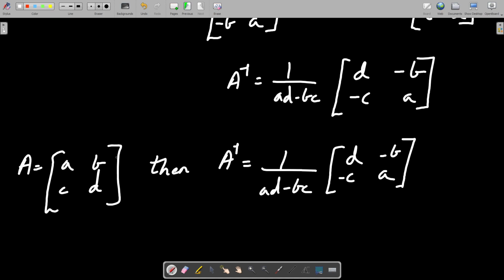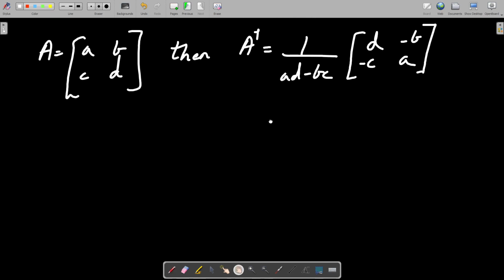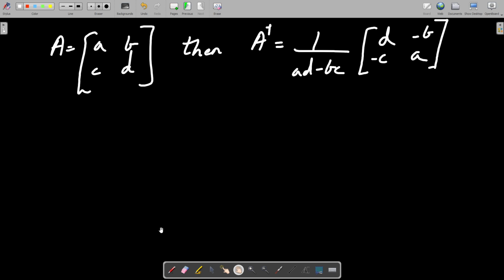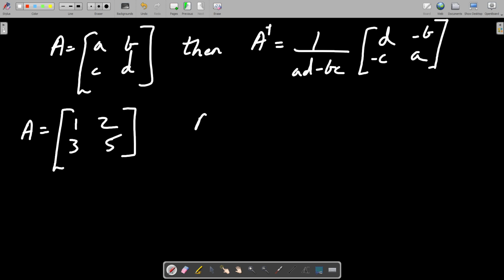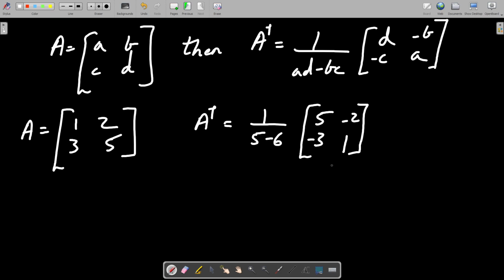Okay. So you all can do this with a formula, no need to calculate anything. So if you start with the matrix A, if I just take 1, 2, 3, 5, what will be A inverse? Somebody tell me fast. So it's going to become 1 upon 5 minus 6, upon 5 goes here, 1 comes here, minus 3 here, minus 2 here. Clear?